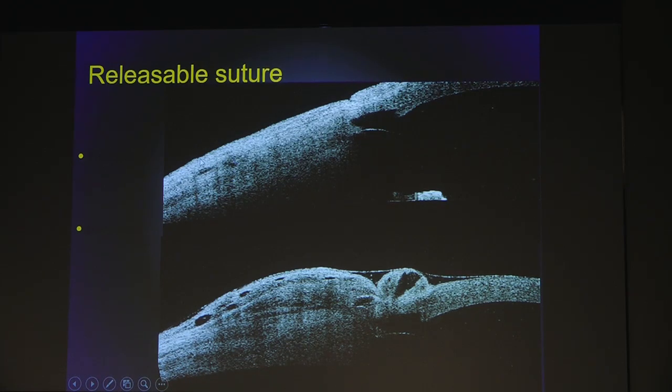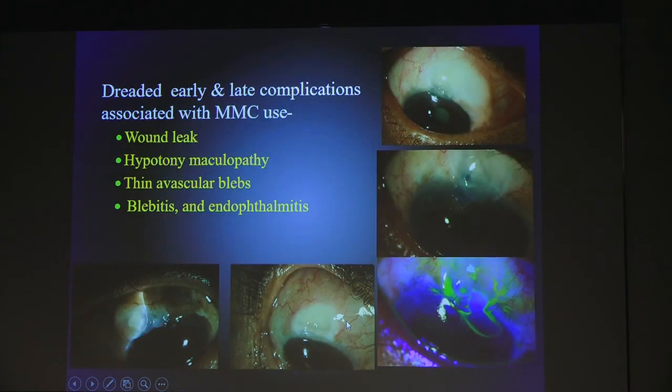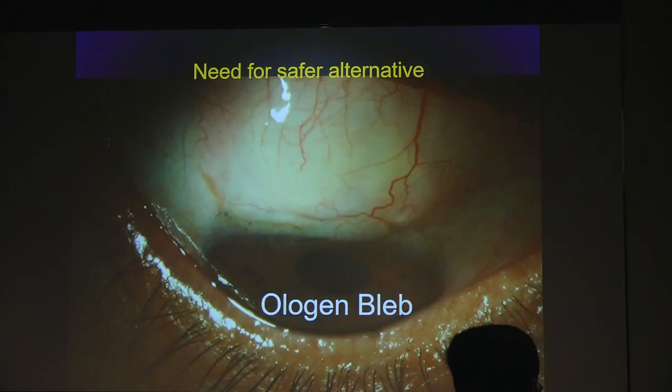You can see the uniform reflectivity of the bleb, almost a flat bleb. Immediately after the releasing of the suture, you can see the multiple layered subconjunctival separation and the anoic area on the suprascleral space. Now, the dreaded complication of use of mitomycin bleb is the leak or the hypotony and thin avascular area, and it is likely to lead to blebitis.